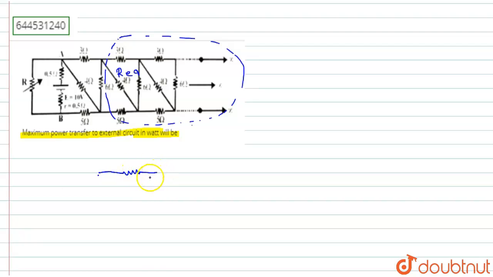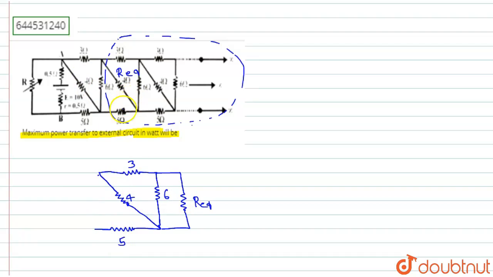If we redraw the circuit, this is the 3 ohm resistance, and this is the 6 ohm resistance we can consider, and then this is the 5 ohm resistance, and this is the 4 ohm resistance. This part we have assumed as R equivalent. So this is what R equivalent we can write. Clear? This is the R equivalent, and this is 3 ohm, 6 ohm, and 4 ohm, and this is 5 ohm.